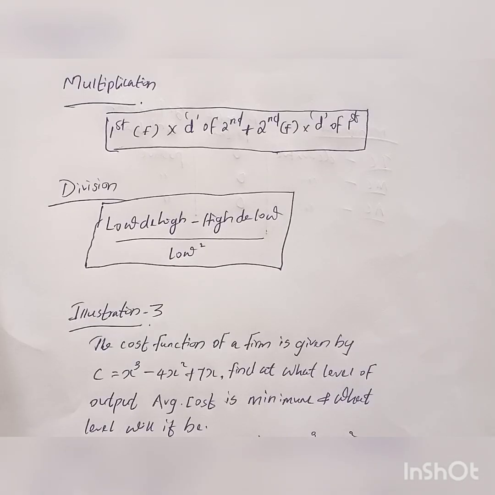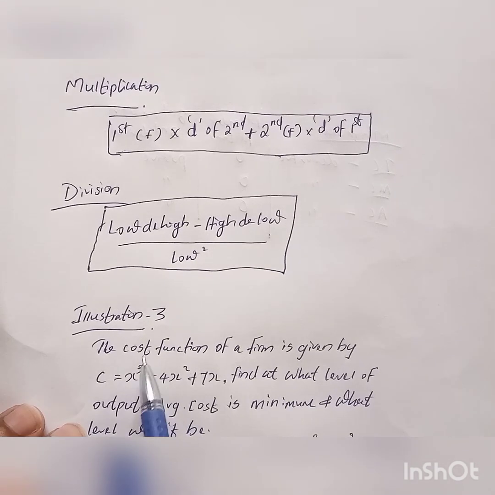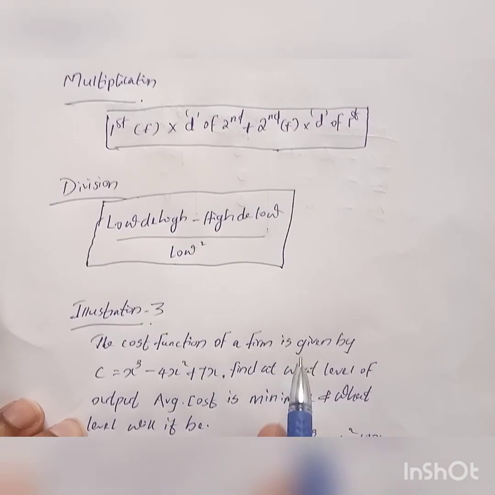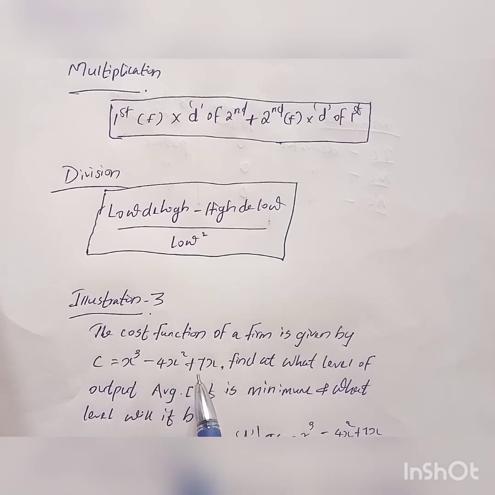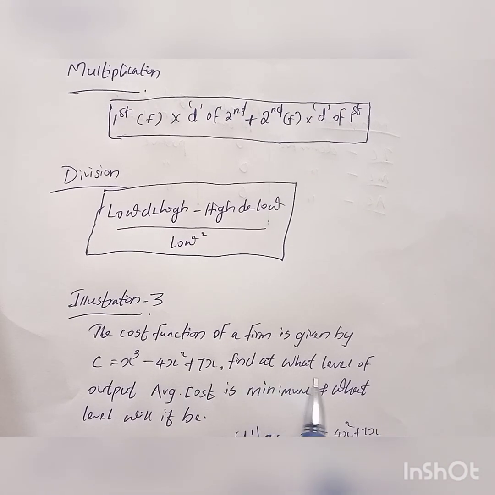Now we will move on to the problem. I have already told you we'll be discussing cost minimization problems. So we'll go into illustration number 3. The cost function of a firm is given by the function c is equal to x cube minus 4x square plus 7x. Find at what level of output average cost is minimum and what level will it be.